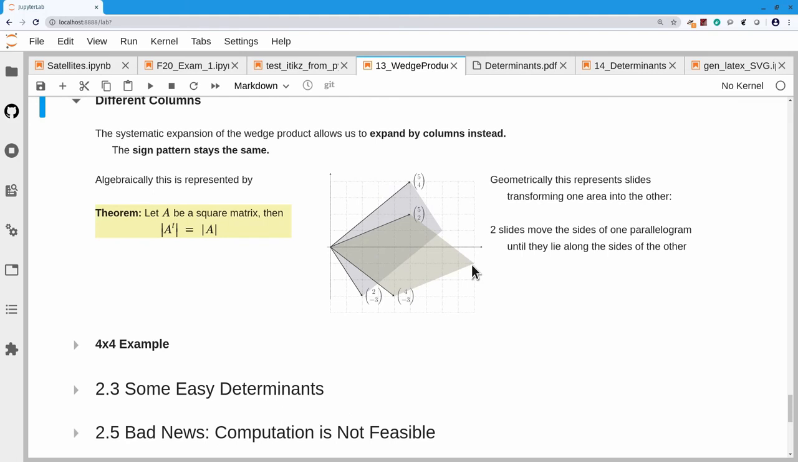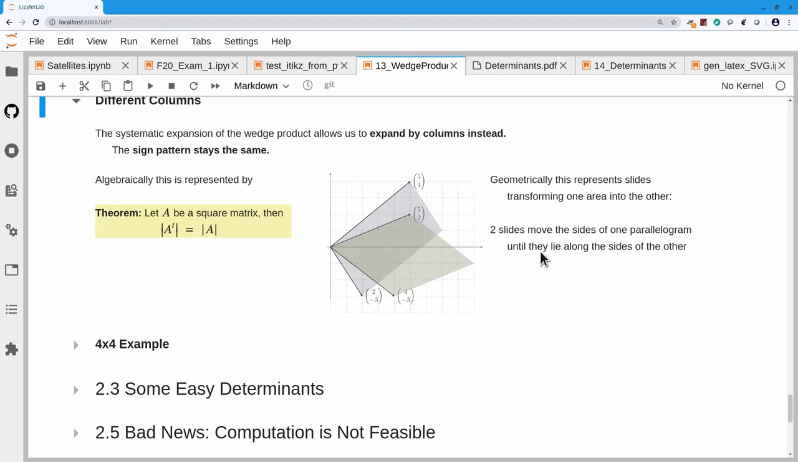Now, when you think about it a little bit, geometrically, what it amounts to is slides. Take the opposite side to vector 2, minus 3 and slide it along itself until the 5, 4 vector points in the same direction as the 5, 2 vector. And then do the same thing for the second vector, the second side.